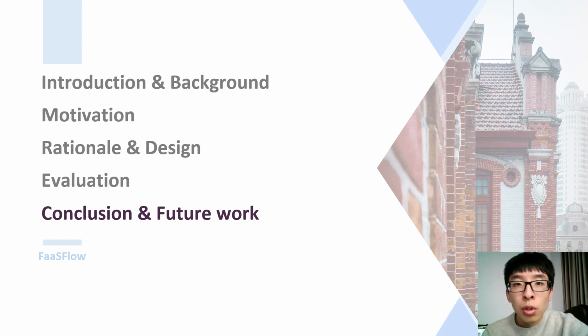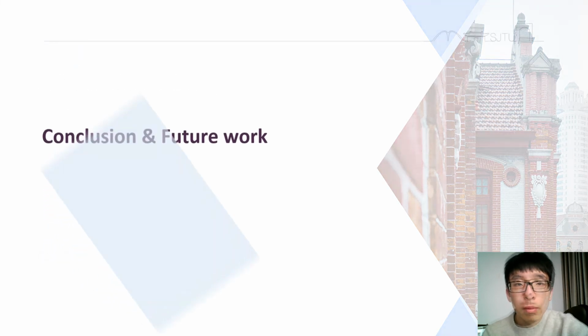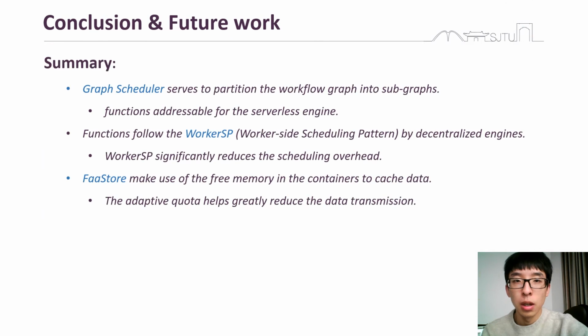Finally, we give our conclusion and discuss the future work on FaaSFlow. In this talk, we analyzed in detail the scheduling and data movement overhead, and how FaaSFlow deals with them. First, by a graph scheduler, a serverless workflow is partitioned into subgraphs. By a new scheduling pattern called worker-side scheduling pattern, or worker SP, a function can be triggered as soon as all the predecessor states are updated, rather than waiting for the task assignment from the master node.